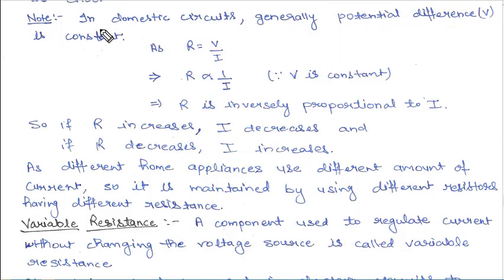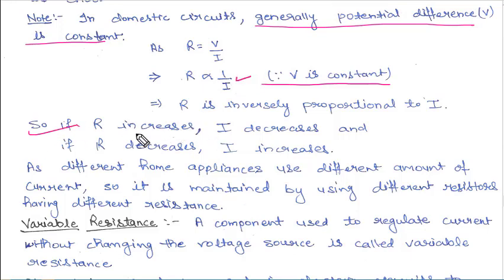See here, in a domestic circuit generally the potential difference is constant. I have already told you. So if R is equal to V upon I, and V is constant, then R will be inversely proportional to I. That means if I increase the R, the value of I will decrease, and if I decrease the R, then the value of I will increase. That means when I require high current, then I will use a low value resistance, and if I need low current, then I will use a high value resistance, keeping the voltage constant, because in domestic circuits the voltage is constant.